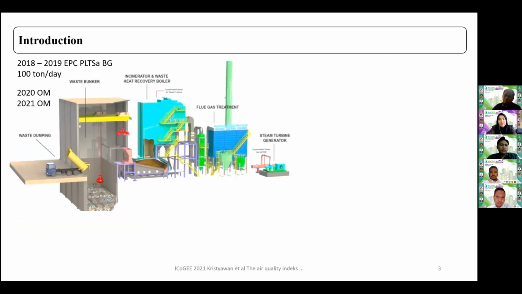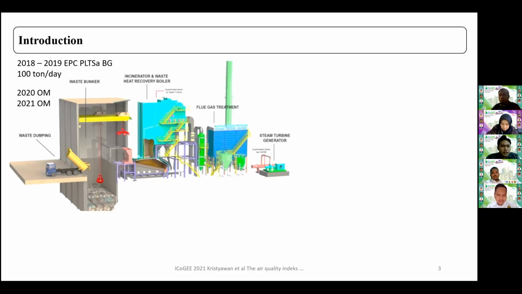Why do we do this? It's because, as maybe some or a lot of you already know, in 2018 until 2019, BPPT in collaboration with Jakarta built a pilot project for the waste to energy incineration plant in Bantar Gebang. This is the schematic diagram of the power plant, and the capacity of this plant is around 100 tons per day, and it has been fully operated 24 hours a day since 2020. So until now, in 2021, we still do the operation and maintenance for the PLTSA Bantar Gebang.